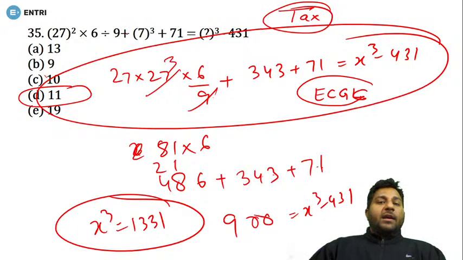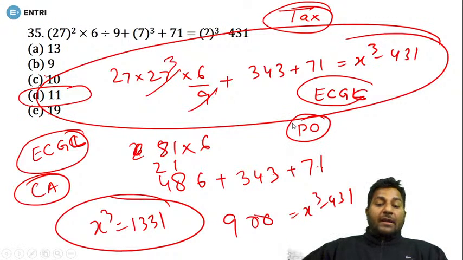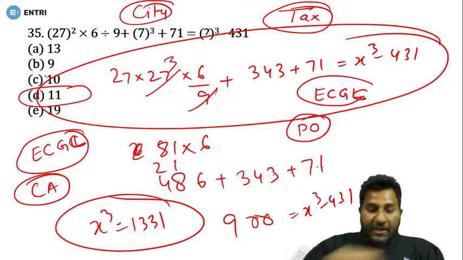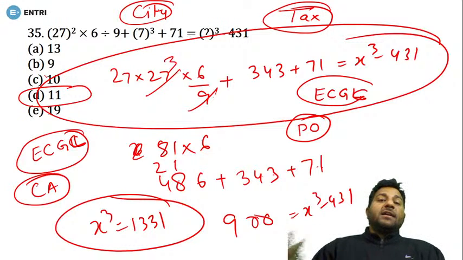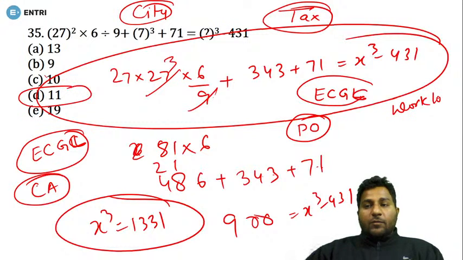Earlier, when ECGC announced its posts, they looked for CA candidates often, but now they have released the PO notification, so you must grab it with both hands. Why? Because you will most likely get your posting in the city. The workload will be less in this bank.